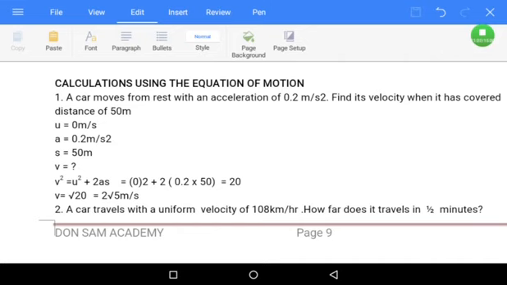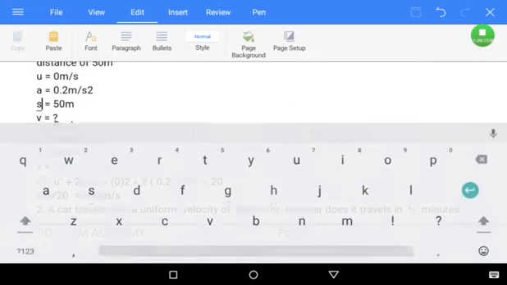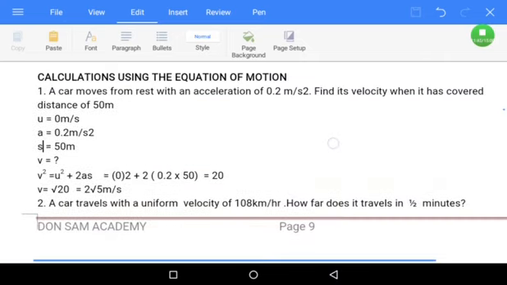Example 1 says a car moves from rest. When you read that something moves from rest or falls from rest, the initial speed u is 0. It means the body was not actually moving, so u is 0. But because it has moved, it has a final speed v. So a car moves from rest, write u equals 0, with an acceleration of 0.2 meters per second squared. So you write a equals 0.2 meter per second squared. Find its velocity when it has covered a distance of 15 meters. So write s equals 15 meters. Very simple. Now we have u, a, s.